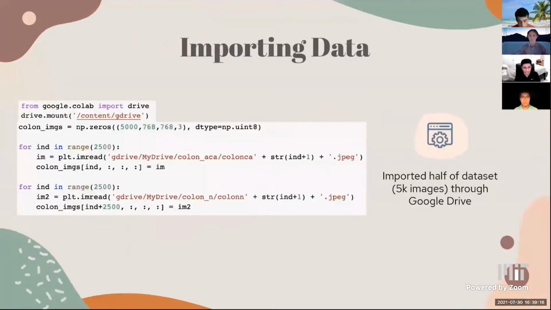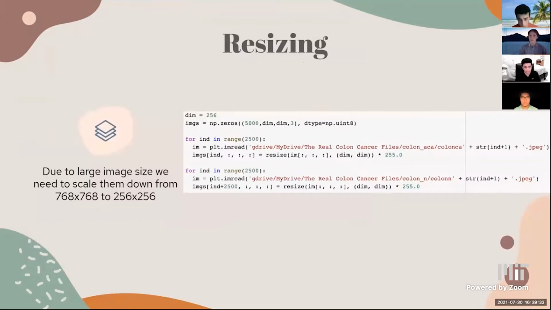Once we know what the data set is about, we'll need to import the data. Due to the large size of the data set, we'll only be using 5,000 out of 10,000 images for this project. We use Google Drive to import 2,500 images for each of positive and negative cases. The next step is resizing. 768 by 768 is too large a dimension for training, and it will take a long time to train the model. So we want to downscale the images to 256 by 256, as shown in the screenshot on the right.